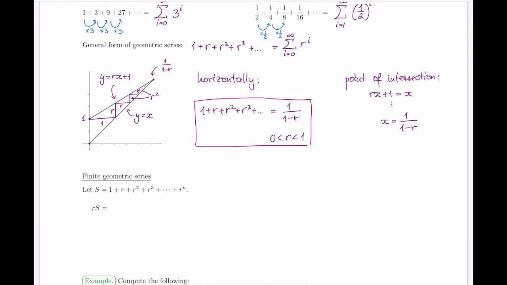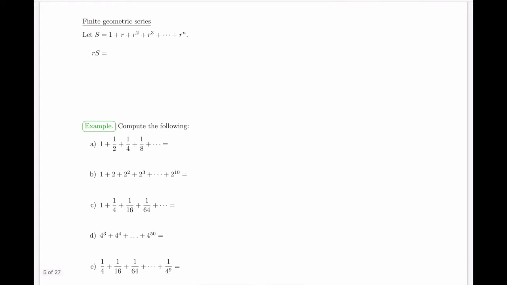Okay, now this is for the infinite ones. What about the finite ones? So if I have something like this, from 1 all the way to r to the power n, where n is some fixed number, so I have a stopping point in my sum somewhere. What is going to be the actual total result of summing up these numbers?